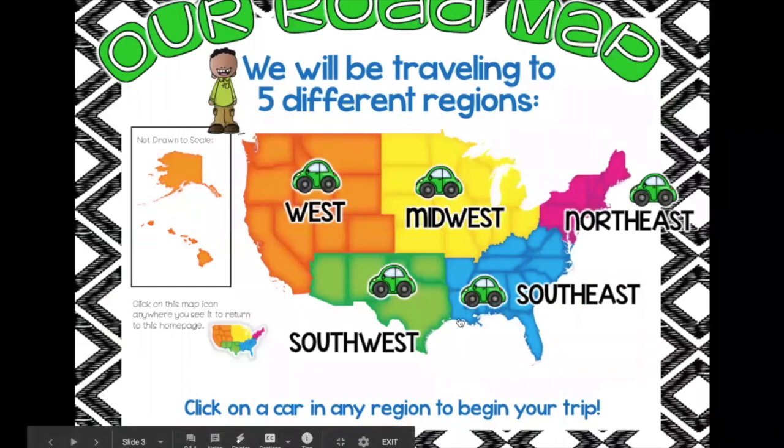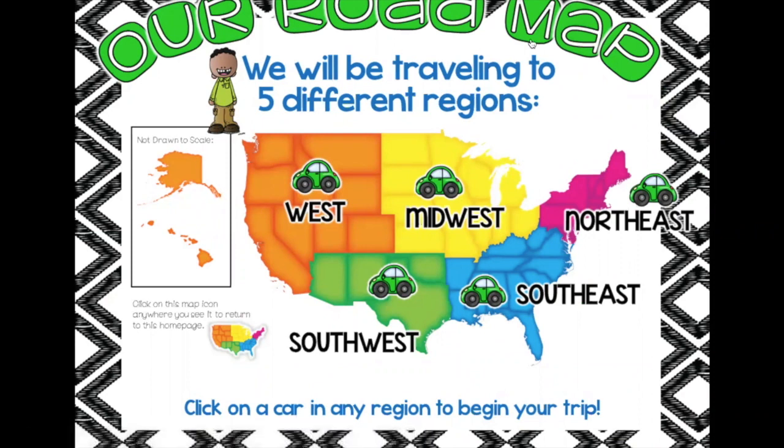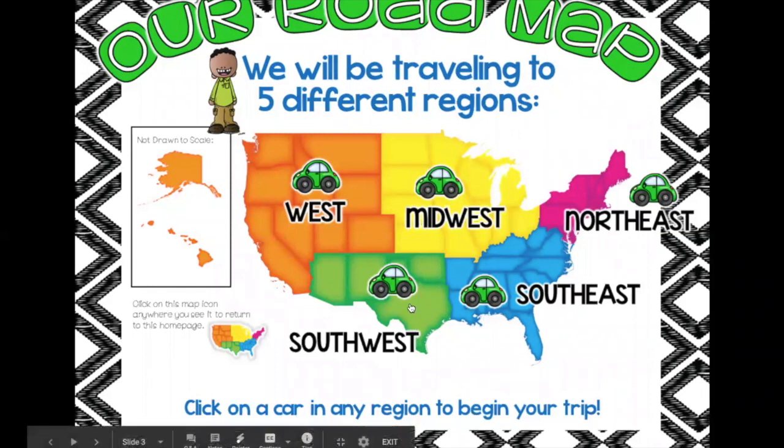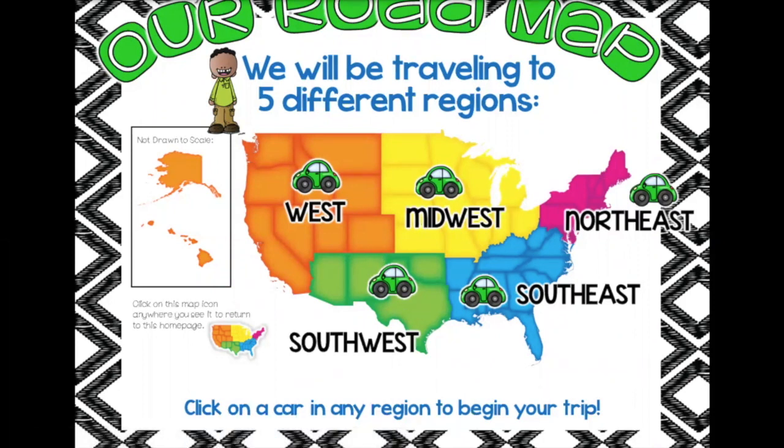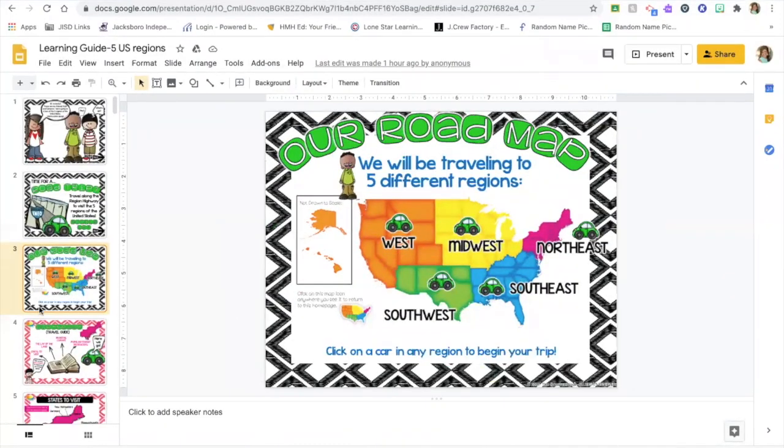This is the only slide that we're going to work with today. It says our roadmap. And over here, we have 5 different regions of the United States. We have the West, the Midwest, the Northeast, Southeast, and the Southwest region. I want you to stop for a second and think, which region do you live in? We live in the state of Texas, which is this state right here. So which region do we live in? The Southwest. Very good.